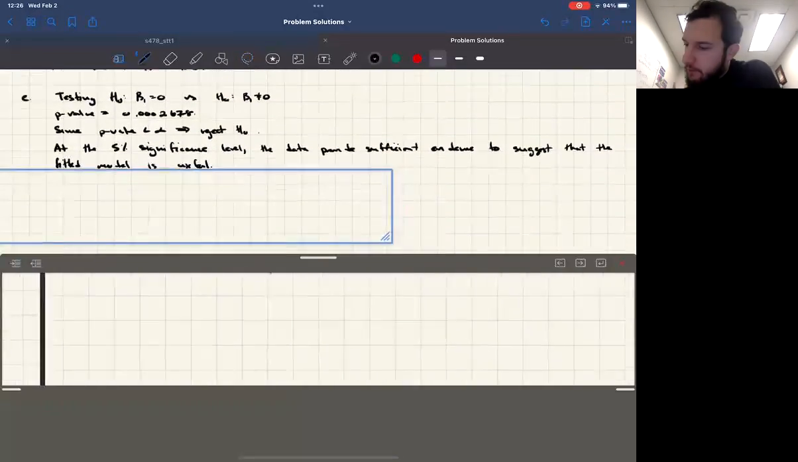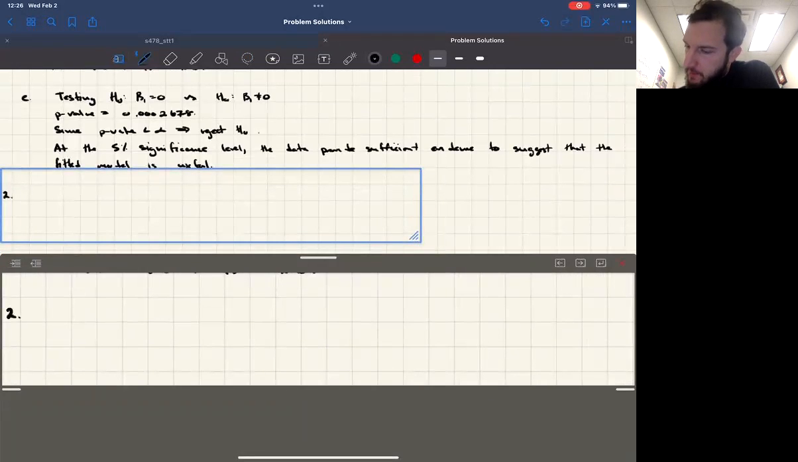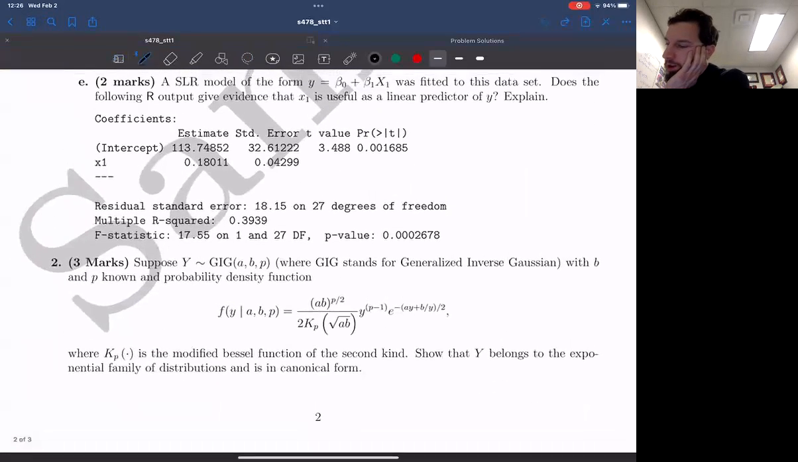Okay, so now we'll get into the stuff that's a little bit more new. Okay, so question 2. Suppose that Y is distributed GIG with parameters A, B, P, where GIG stands for the generalized inverse Gaussian distribution. B and P are known, and the PDF is given below, where K_P is the modified Bessel function of the second kind. Show that Y belongs to the exponential family of distributions and is in canonical form.